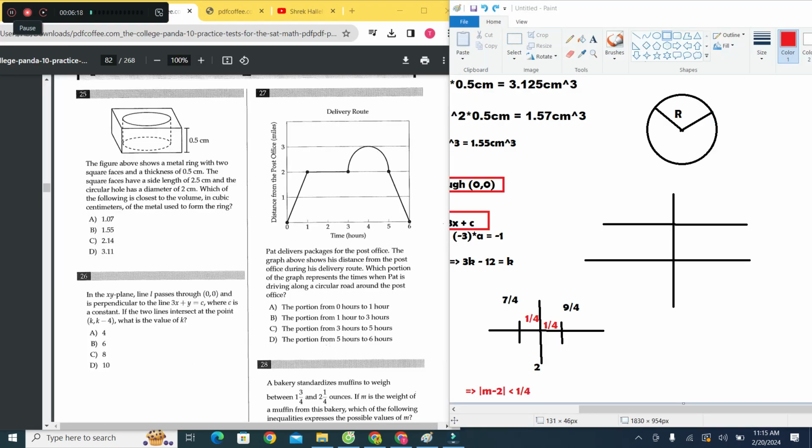Okay, number 27 asks us to work with a graph. A delivery person delivers packages for the post office. The graph above shows his distance from the post office during his delivery route, with a portion of the graph representing the time when he is driving along a circular road around the post office. Here we can see that the graph consists of three straight line parts and a circular part.